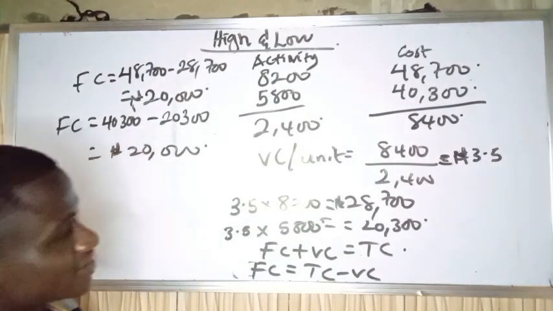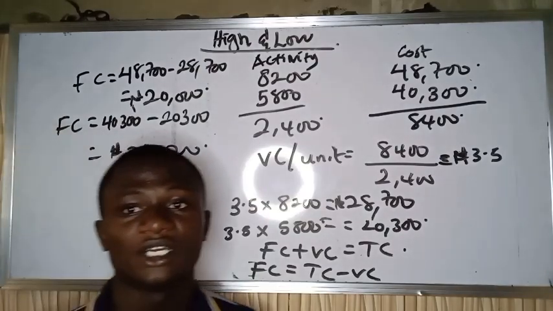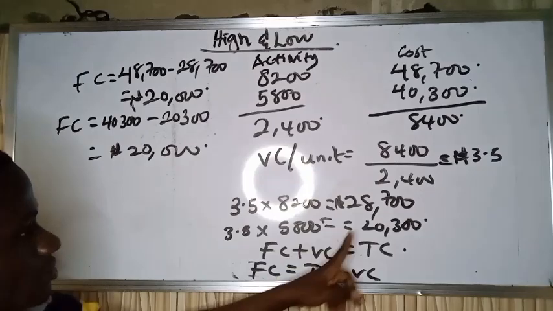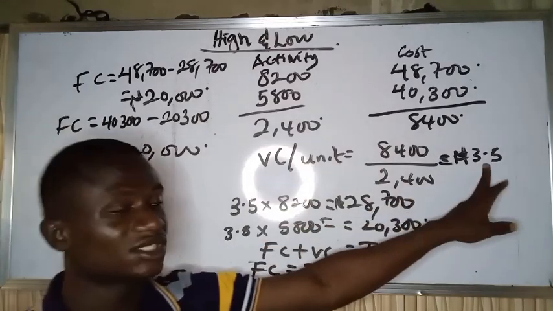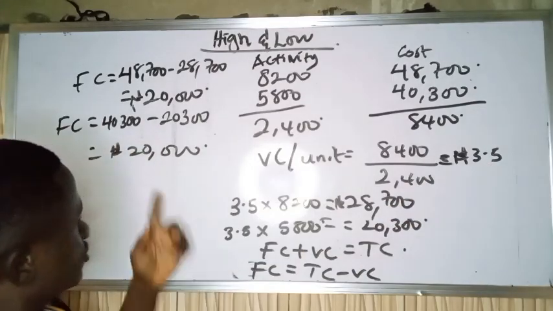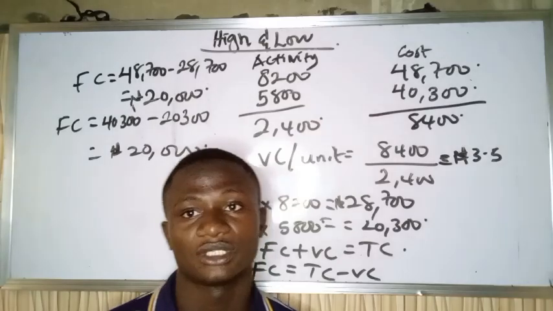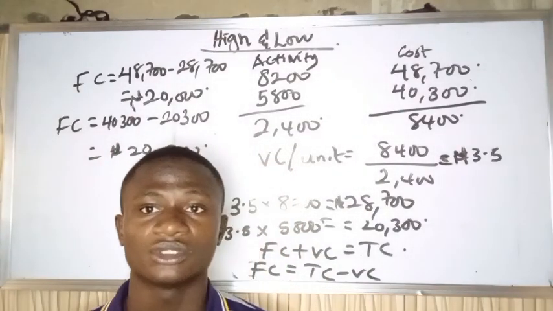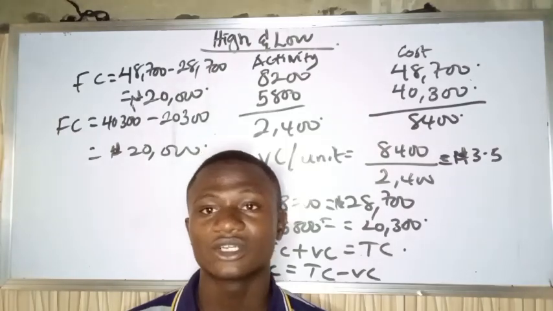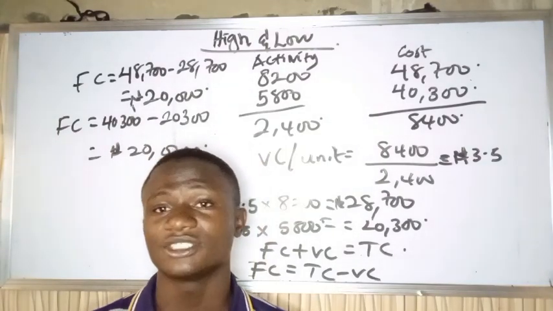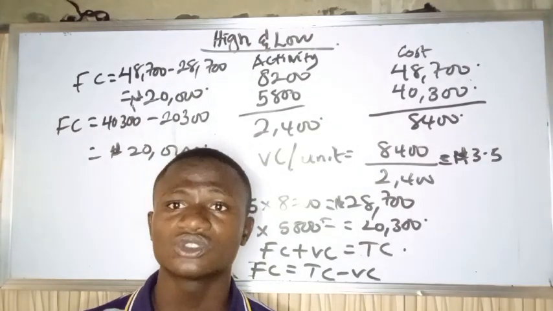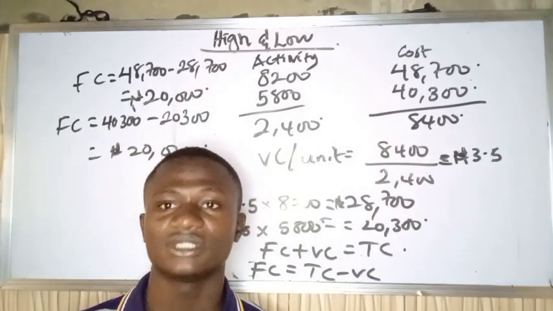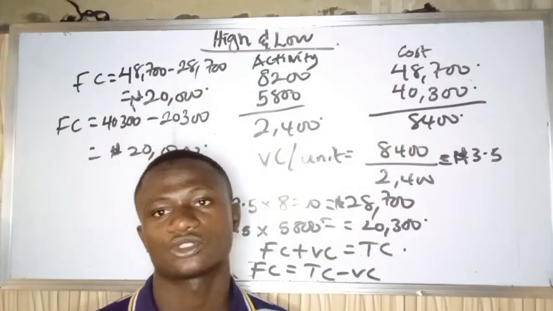Now, the next thing we need to do in the question is to calculate our variable cost, and our variable cost per unit we've gotten as 3.5, and our fixed cost is what? 20,000 naira. So the next thing they ask us is to establish a cost function. And so let's establish a cost function, and let's also see, if you want to produce 7,200 units, how much it will cost us.